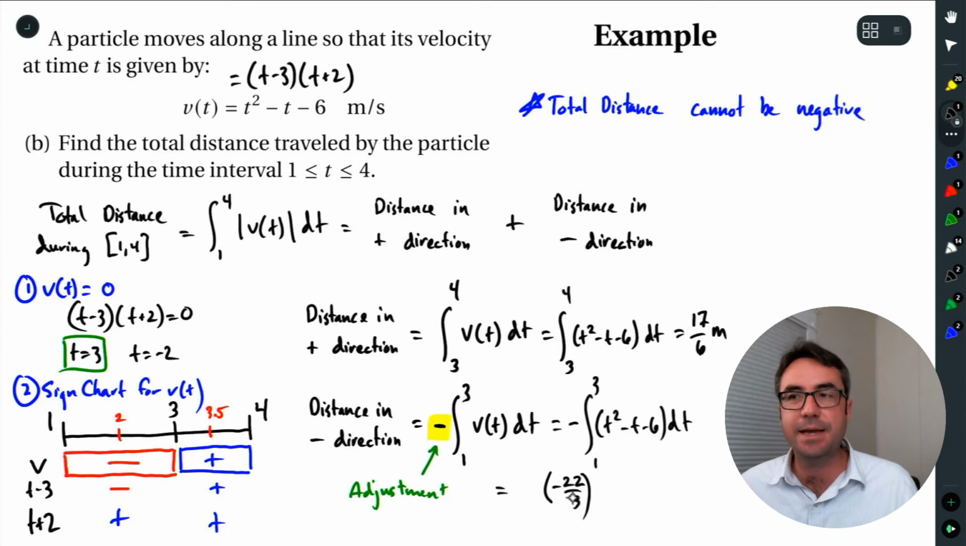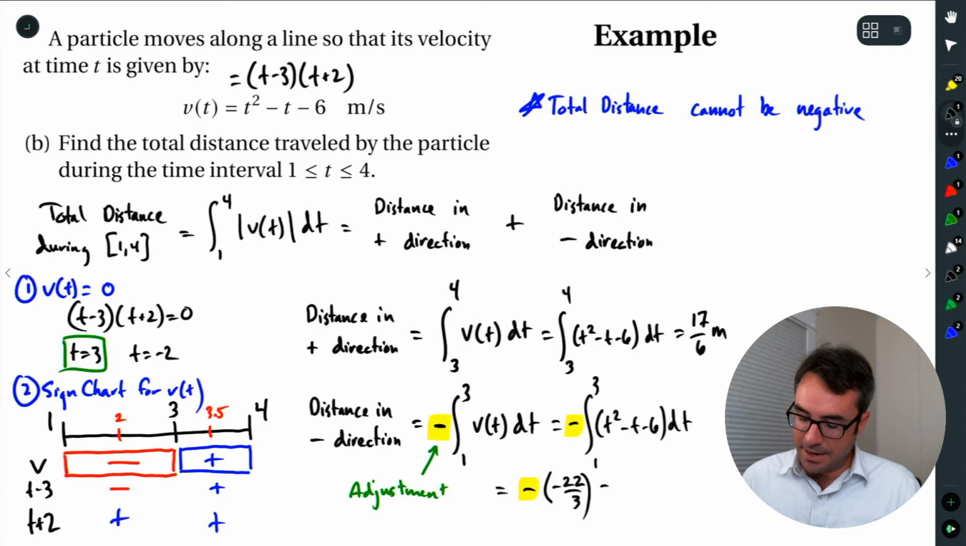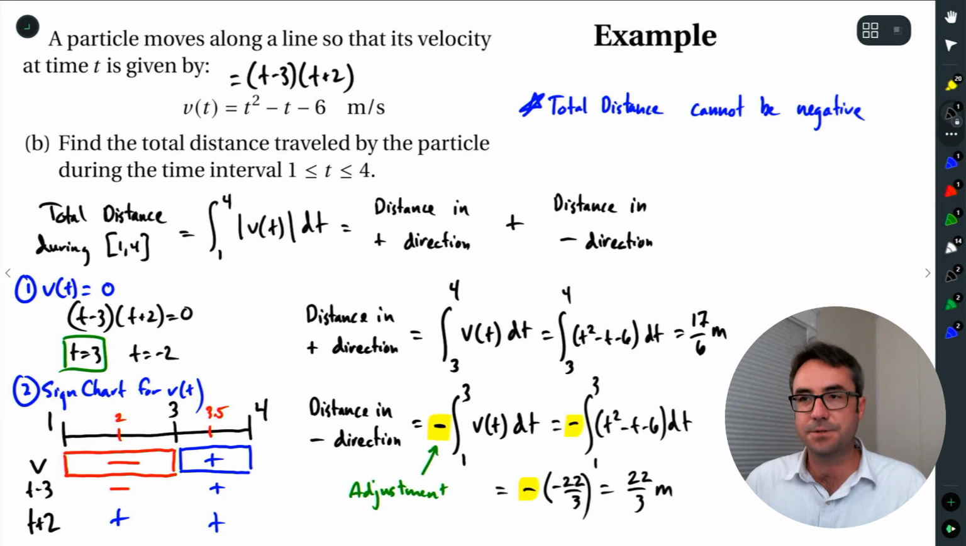So we don't want distance to be negative. So what this adjustment is really doing is it's giving us a double negative here. If we were just going to do this definite integral by itself, without that negative in front, it would have been negative 22/3. That's no good for a distance. So essentially, by traveling in this negative direction, the way we adjust for that is with a double negative. And so we end up with 22/3, and the units here are meters.